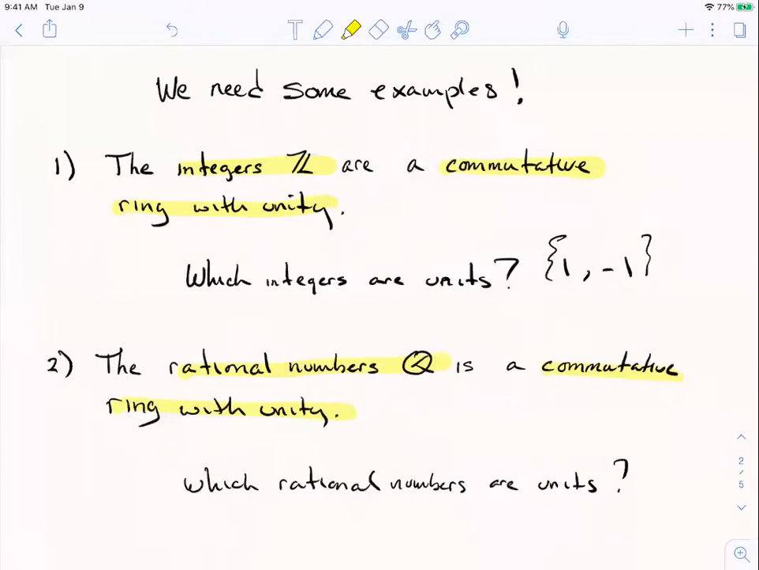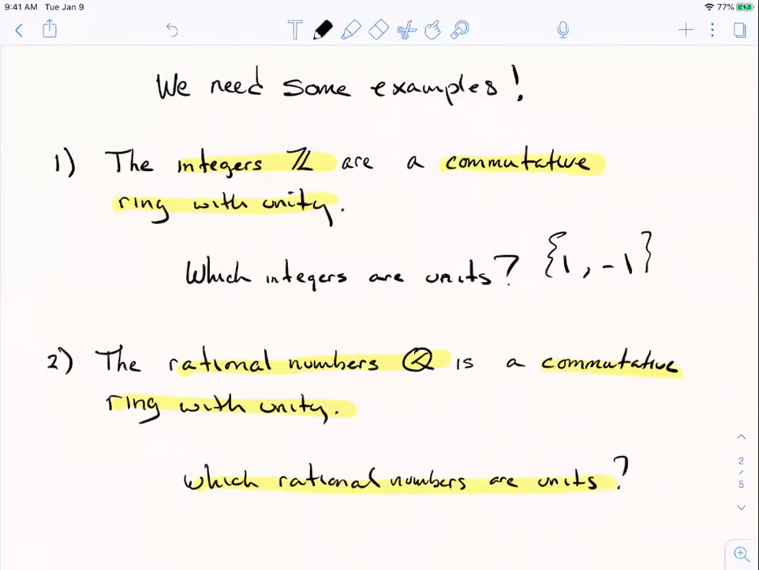The distributive laws, these are properties that we know hold. So when you add 2 rational numbers or multiply 2 rational numbers, you get a rational number. They're a ring. Which rational numbers are units? Yeah, 0 is not. 0 is never a unit in any ring because 0 times something can't be 1. I'll prove that to you in the properties of rings lecture a couple days down the road.